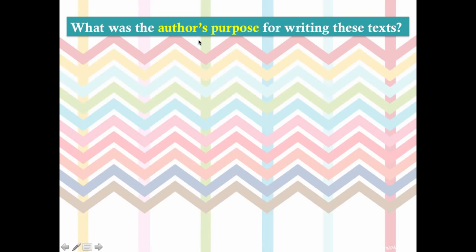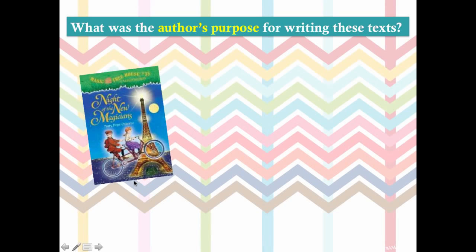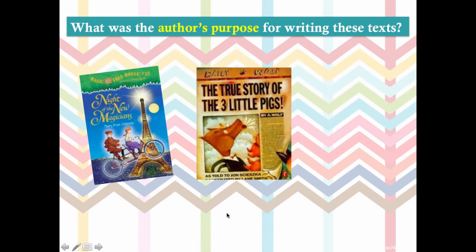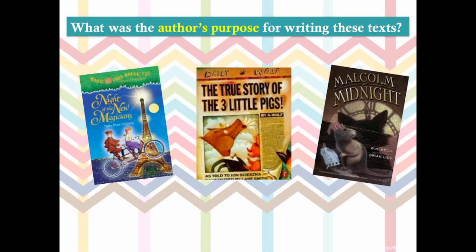All right, let's look at this one. What was the author's purpose for writing these texts? We've got a Magic Tree House book. We've got The True Story of the Three Little Pigs, written by A. Wolf. And we've got Malcolm at Midnight. Okay, so we've got three books here. I want you to pause the video, think about P.I.E, and see if you can remember what the author's purpose is for writing these types of books. Pause the video now.